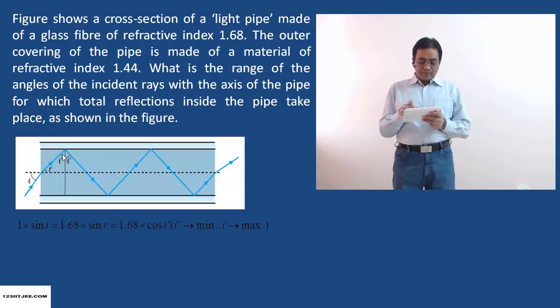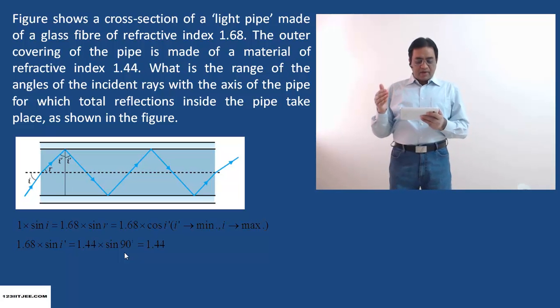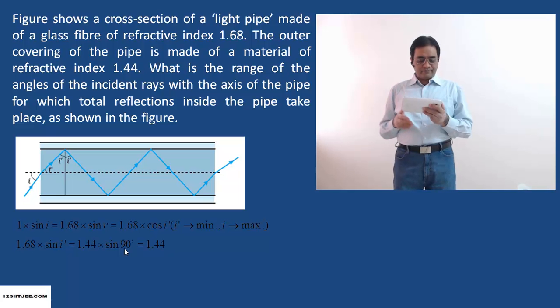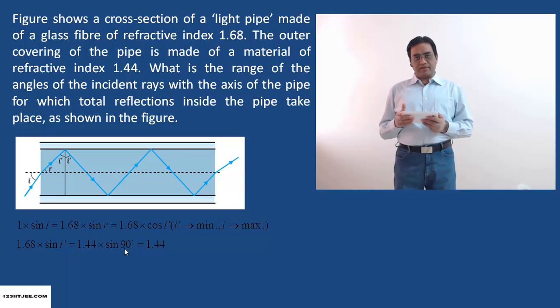Let's now apply Snell's law for this interface. So now we have 1.68 times sin I dash equal to 1.44 times sin 90. Here I dash is the critical angle, and therefore this is 90. I dash is critical angle, that means it is a minimum value. Beyond critical angle, we know that total internal reflection takes place.